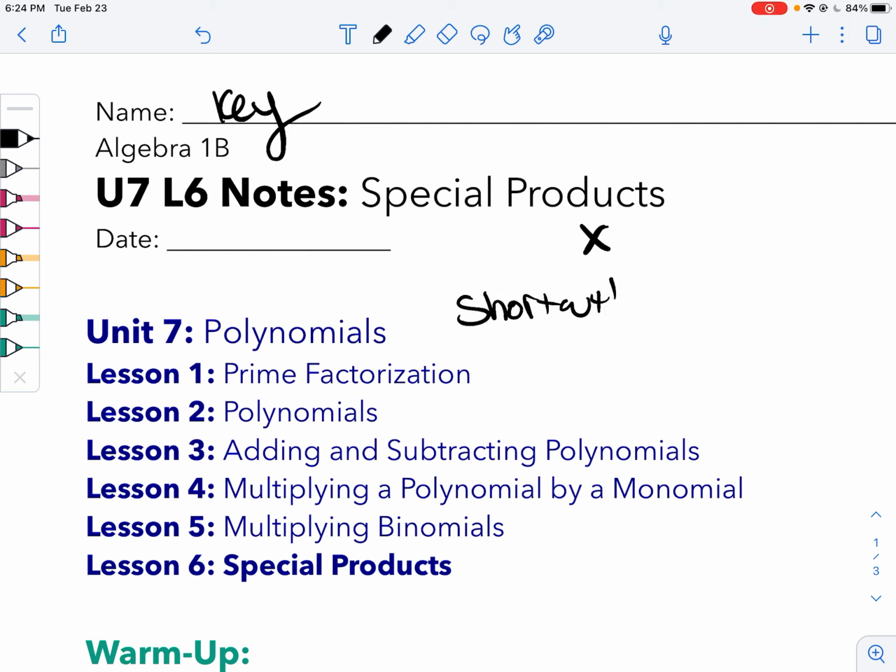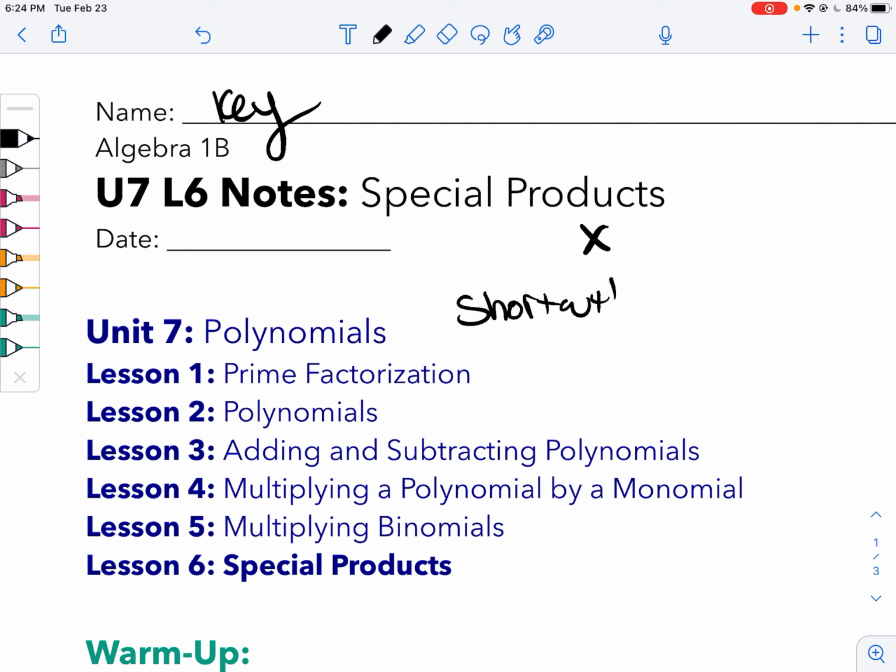Sweet. Now let's look at our second example. We're still going to FOIL out again. This time we have A plus, sorry, not A plus B. We have A minus B times A minus B, which is going to give us A minus B times itself. So A minus B squared. Well, let's FOIL it out.